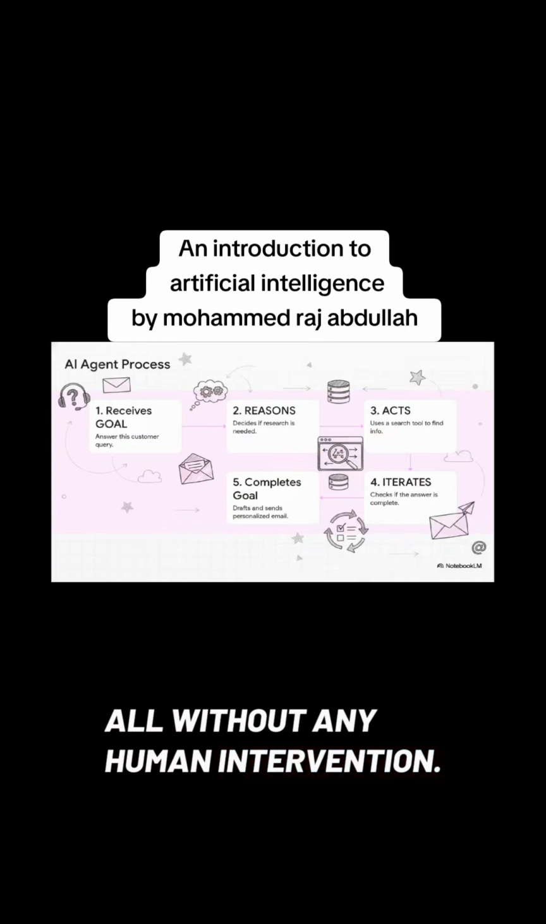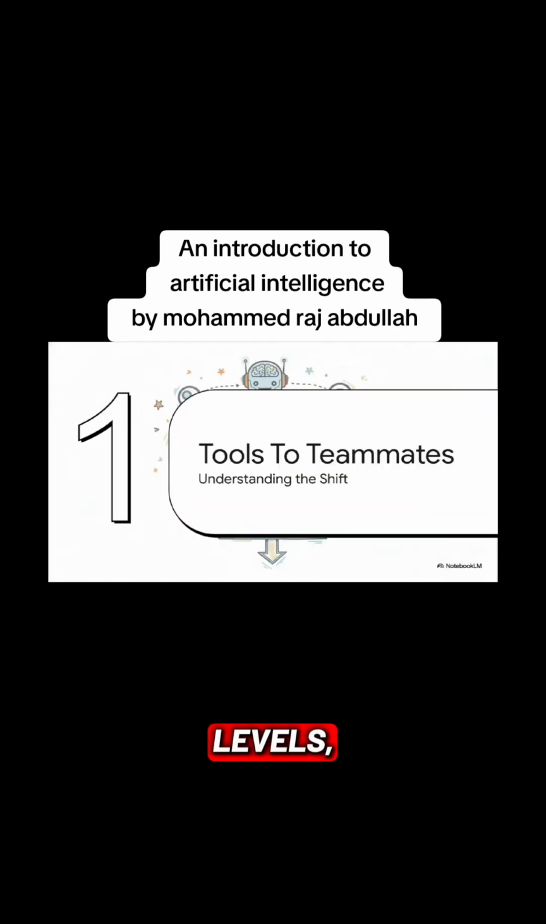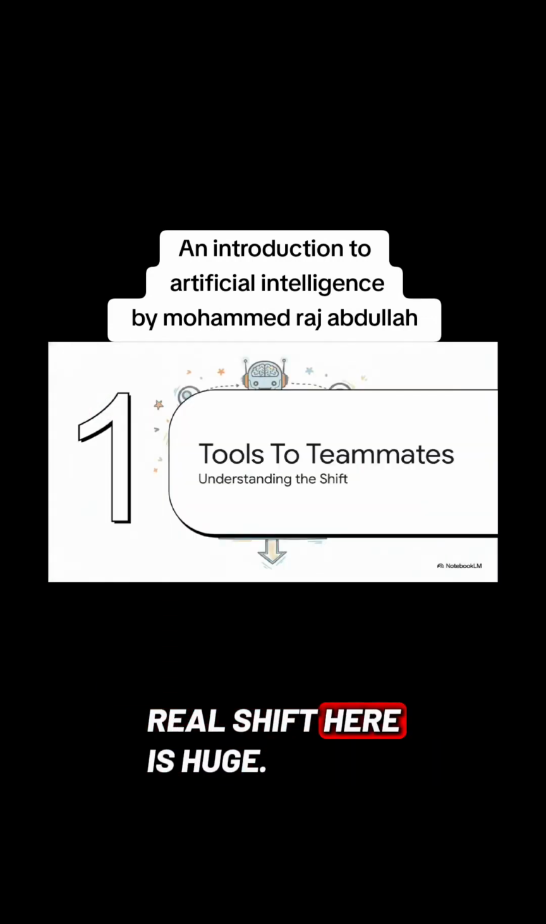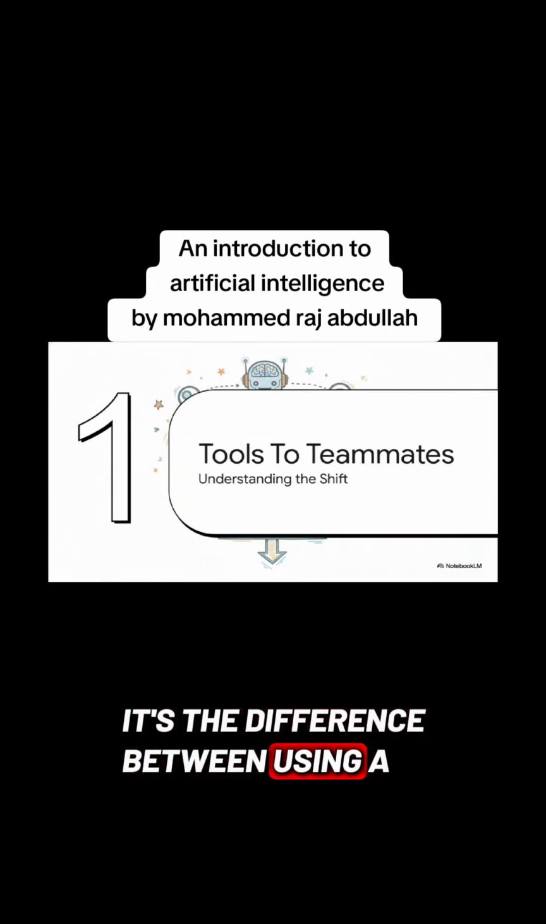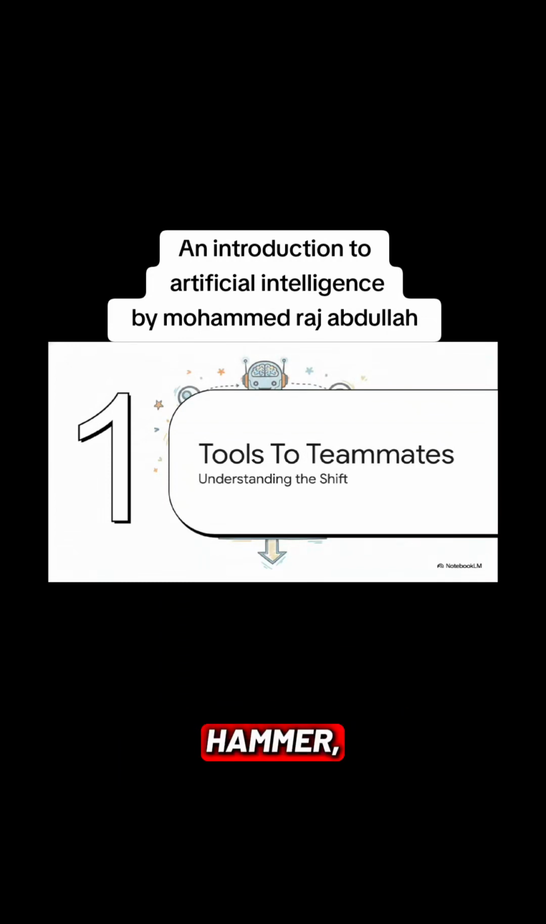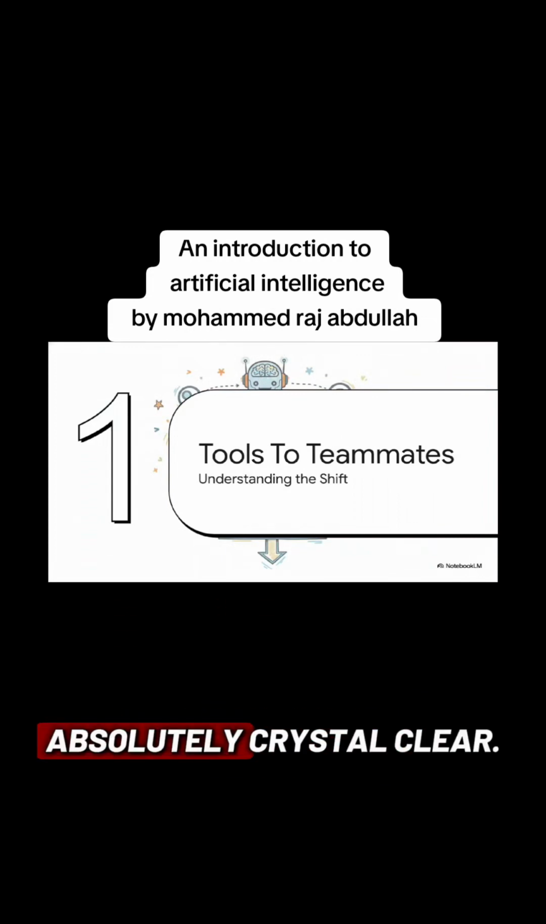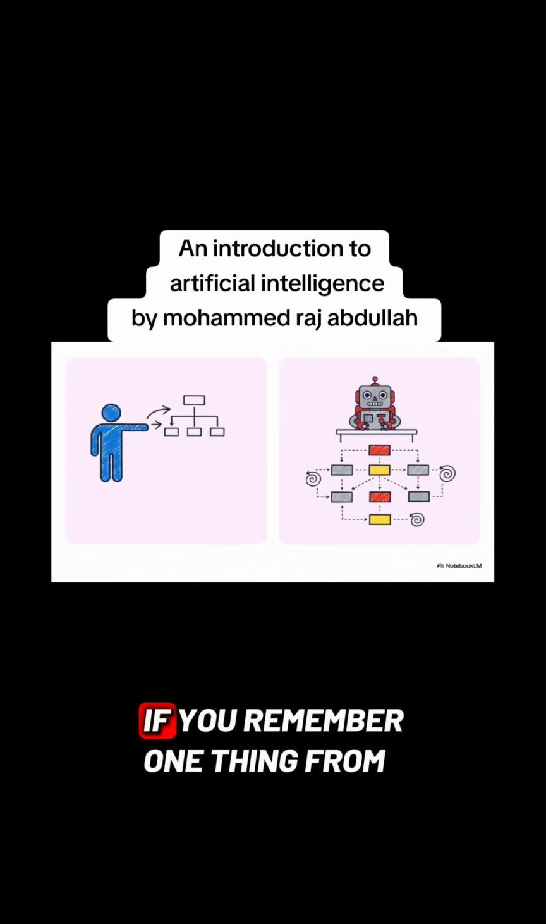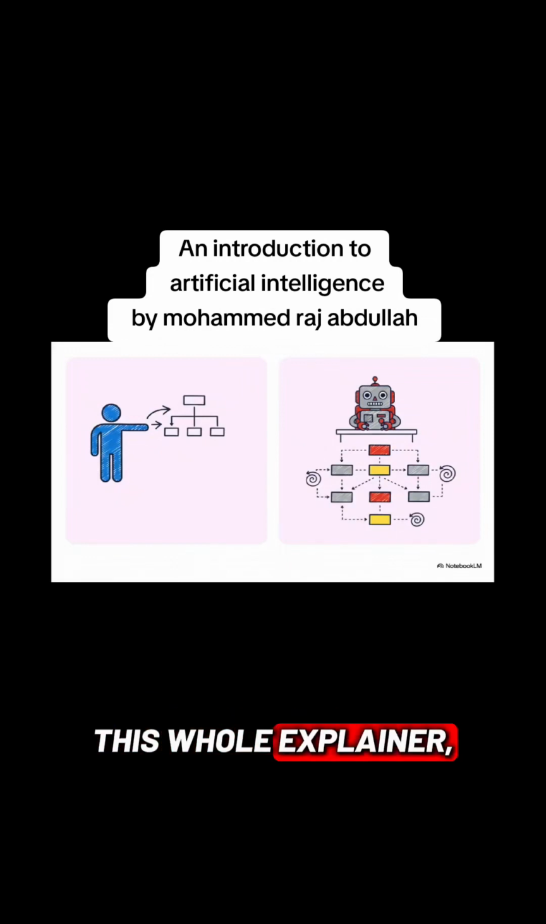human intervention. So we've walked through all 3 levels, and as you can see, the real shift here is huge. It's the difference between using AI as a simple tool, like a hammer, and collaborating with it like a genuine teammate. Let's make sure that distinction is absolutely crystal clear. If you remember one thing from this whole explainer, make it this.